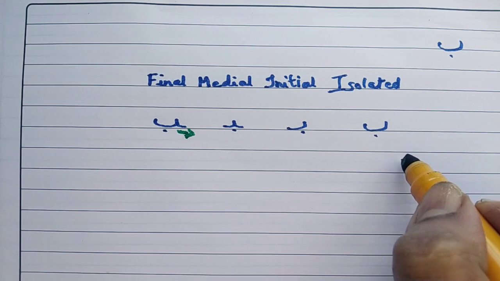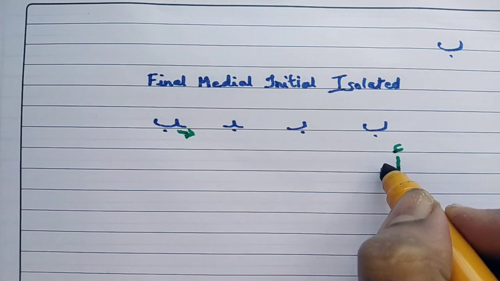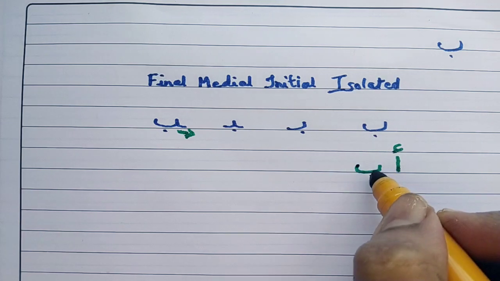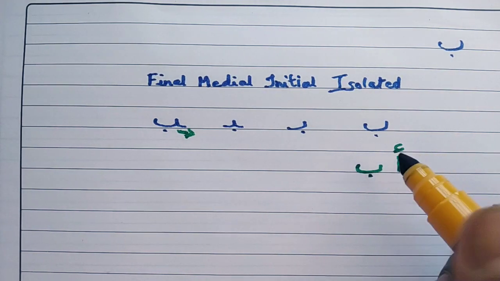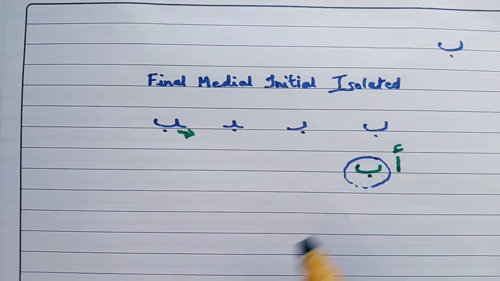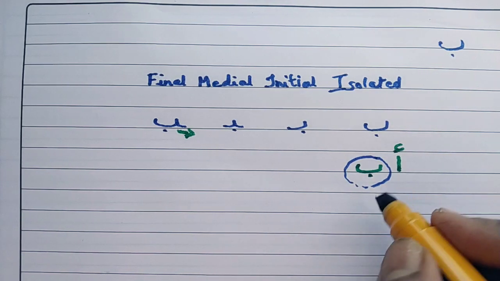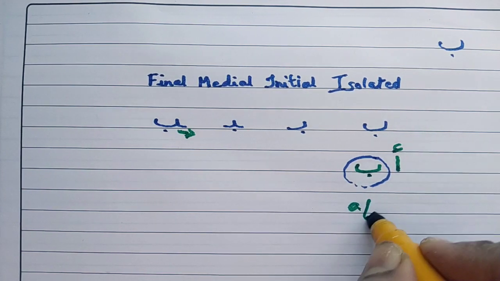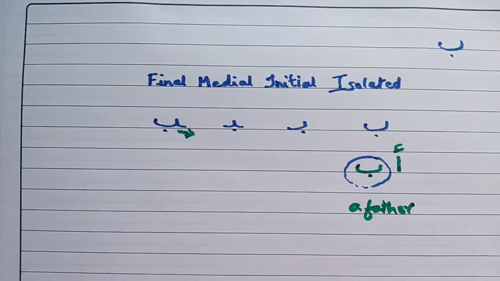Abu, I'll take a noun. Abu. So here it appears in isolated form. This is an isolated form, and here Abu means a father. Father.